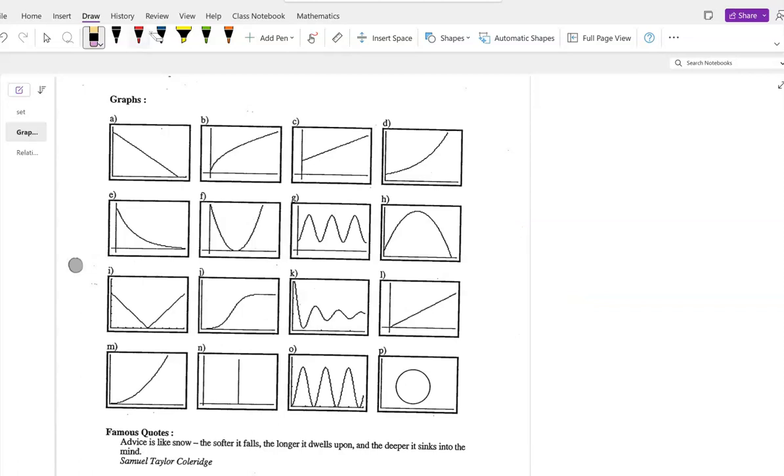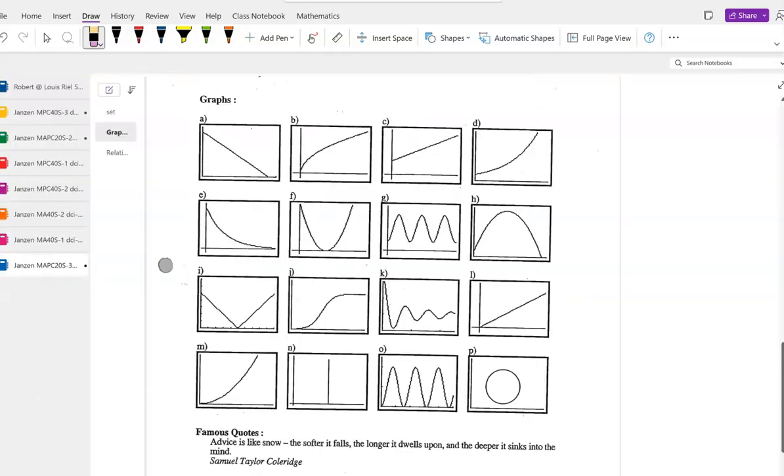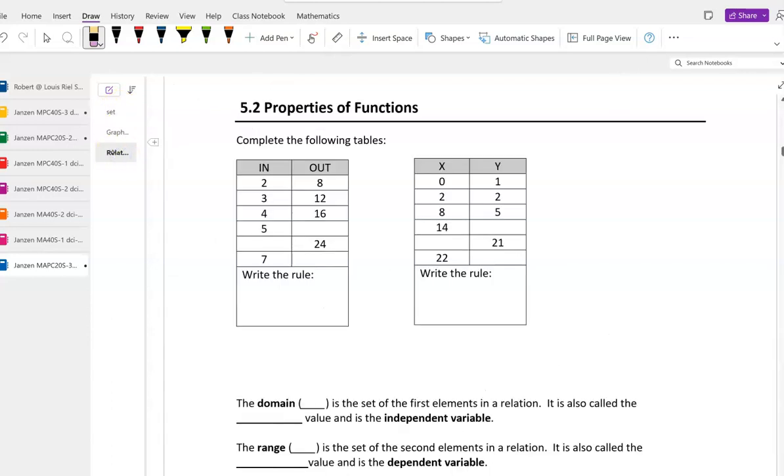Okay, so this is what we're going to be spending a lot of time on, is looking at graphs like this. Let's today get into the lesson.